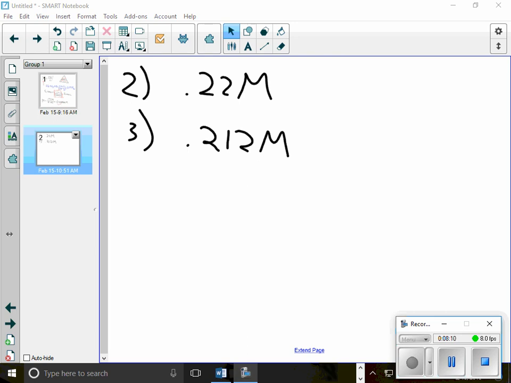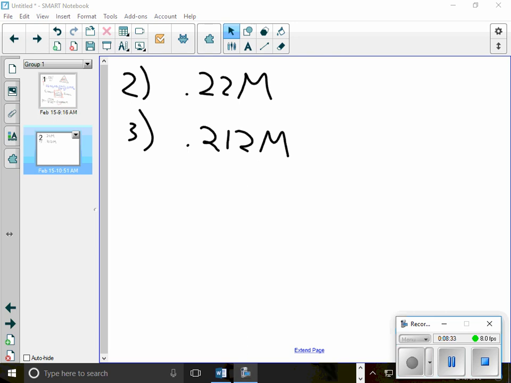So again, here are the answers to questions 2 and 3 on that sheet on the front side. What I'd like to do is have you flip to the back side right now. Knowing how to solve for the molarity of a solution is an important skill. But probably what's more common is to figure out how many grams of a solute that you need.